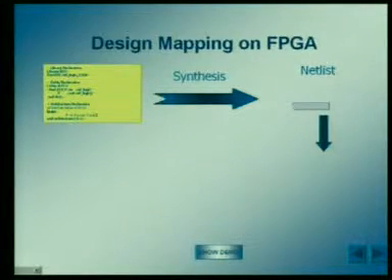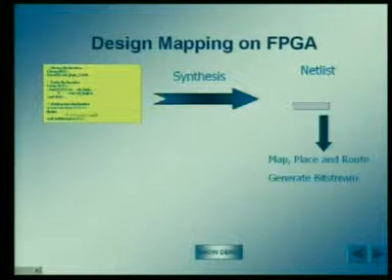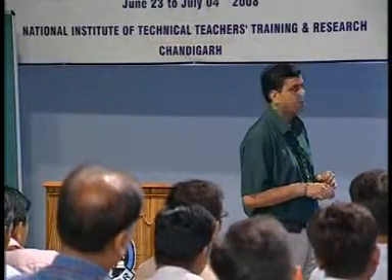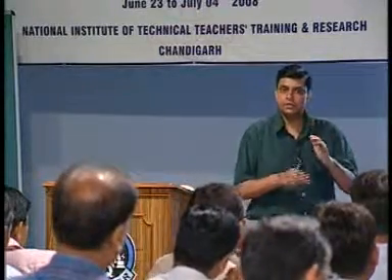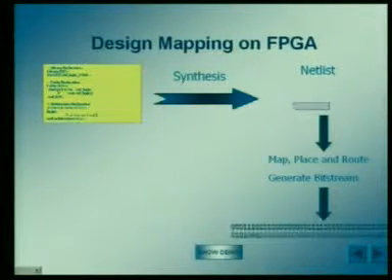Netlist file. Now you have created your netlist file. Next is your implementation. Implementation includes mapping, placement, routing, then generating the bit stream. After this we will generate the bit stream, and you will get a bit stream in this form. This is the bit stream.